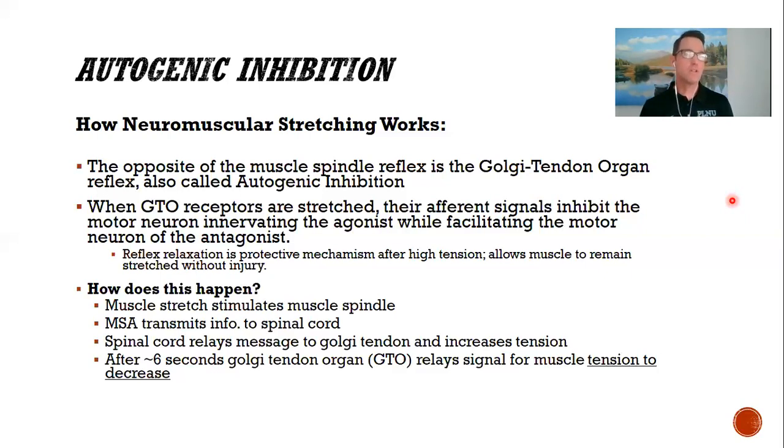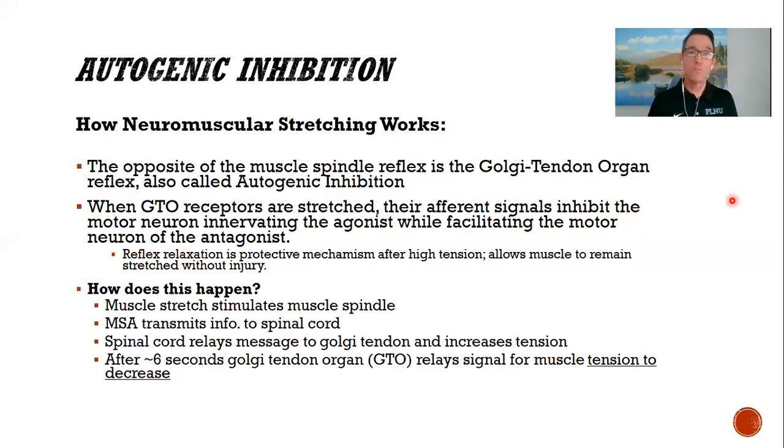Autogenic inhibition doesn't utilize muscle spindle afferents. It's more a function of Golgi tendon organs. So that begs the question, what's the function of Golgi tendon organs in a muscle? Some of you probably remember that GTOs live in the muscle tendon junction, and their role in life is to protect muscle from contracting too much and causing injury.